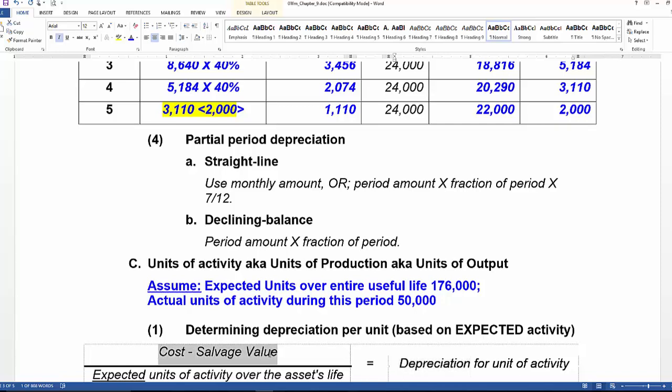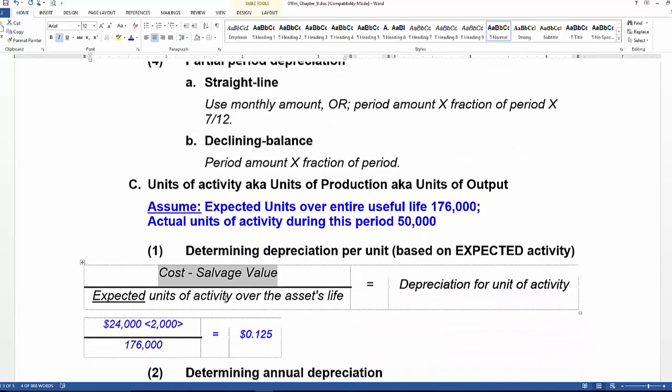Cost minus salvage value, hopefully you remember that's depreciable cost. Divide that by expected units of activity over the asset's life, and you'll get the depreciation for one unit of activity. In our case, 24,000 cost minus 2,000 salvage value, and our expected units over the entire useful life, 176,000, means our depreciation for one unit of activity should be 12.5 cents or $0.125.